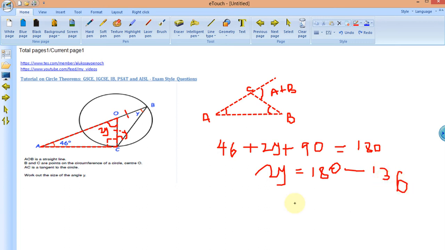Okay, so from there I have 2y. So 2y equals to, guys, let me just use the calculator I have here. 180 minus 136. So that's 44, guys. So if this is 44, my handwriting is quite cool, right? So then y will be 22 degree.